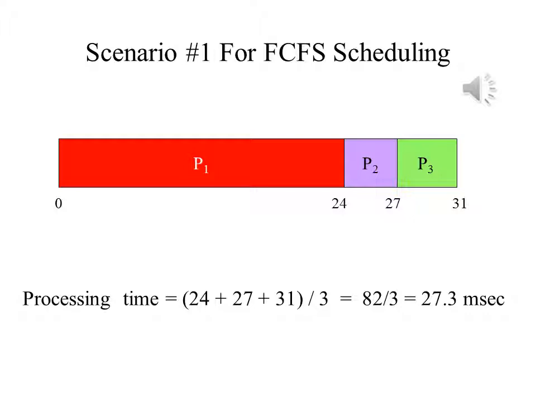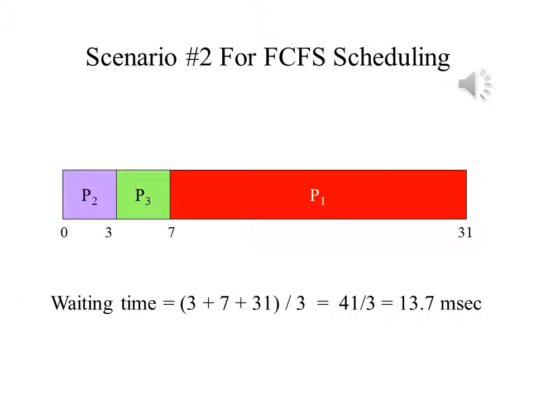P2 has to wait the 24 milliseconds for P1 to finish, as well as the 3 milliseconds of execution time that it needs, making its processing time 27 milliseconds. P3 has to wait 27 milliseconds in total, 24 for P1 and 3 for P2, as well as 4 milliseconds in the CPU. Therefore, its processing time is 31 milliseconds. That means that these 3 averaged 27.3 milliseconds of processing time.